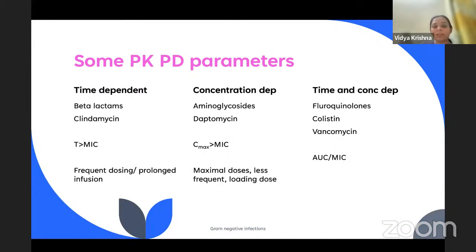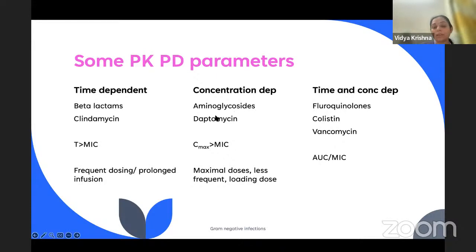So again, time-dependent and concentration-dependent actions are important. When you're using a beta-lactam, remember that you will have to use frequent dosing and also use a prolonged infusion, because the amount of time that the antibiotic stays in the blood above the level of the MIC is very important for clinical outcomes.